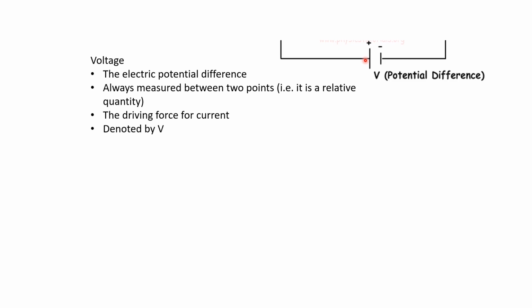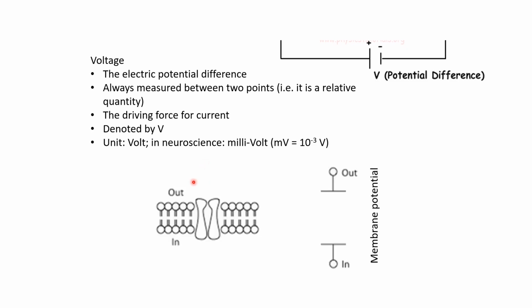The potential difference is denoted by the symbol V typically, and the unit of it is volts. In neuroscience, we deal with voltages that are typically in the range of -100 to +100 millivolts. So somewhat lower than a voltage, but not very low.